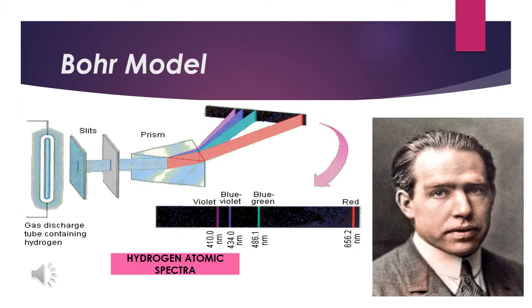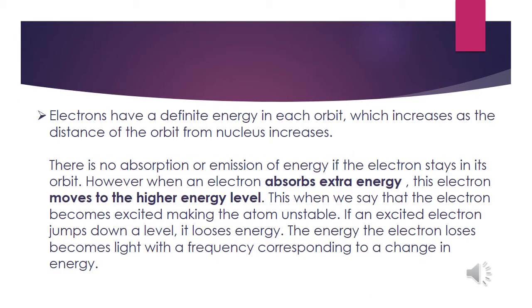Next is the Bohr model. He used hydrogen atomic spectra. Niels Bohr says that an electron has a definite energy in each orbit, which increases as the distance of the orbit from the nucleus increases. There is no absorption or emission of energy if the electron stays in its orbit. However, when an electron absorbs extra energy, this electron moves to a higher energy level. This is when we say that the electron becomes excited, making the atom unstable.